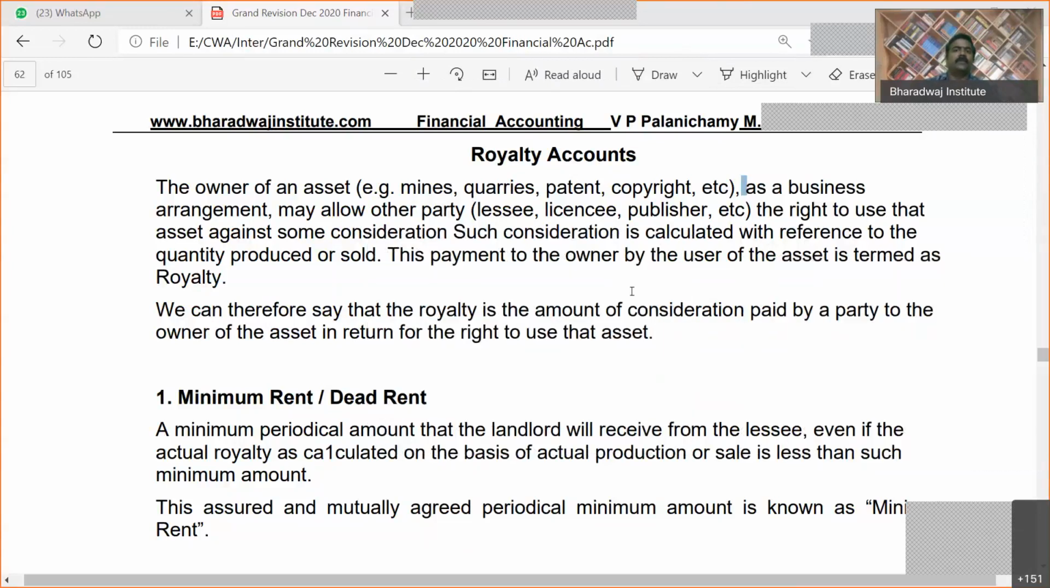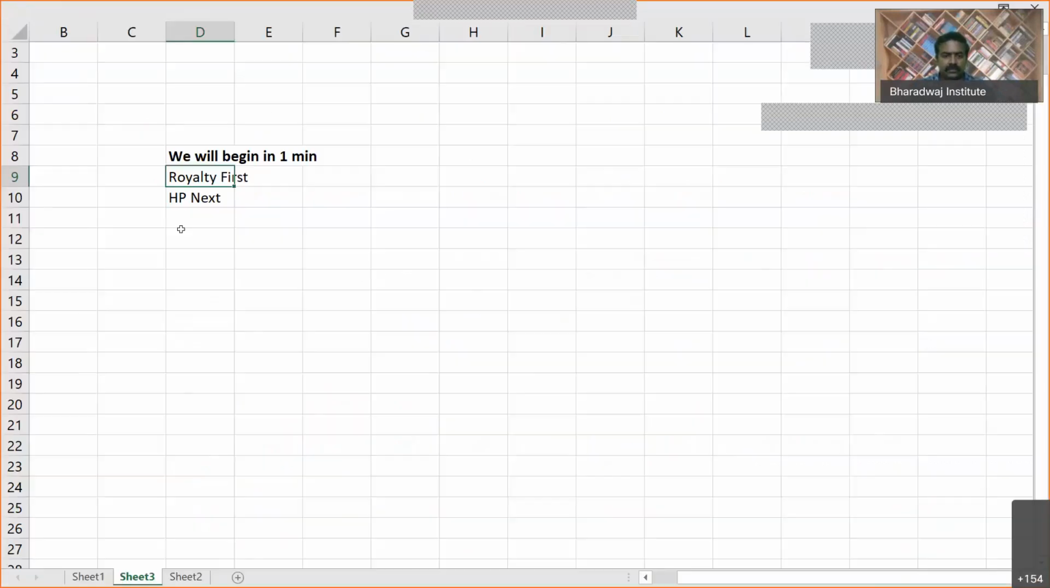Royalty is the amount payable by the user or tenant of the asset to the owner based on production or output. The output can be sales or production or whatever. So based on output, the royalty is going to be paid.